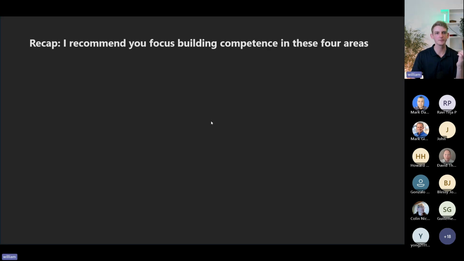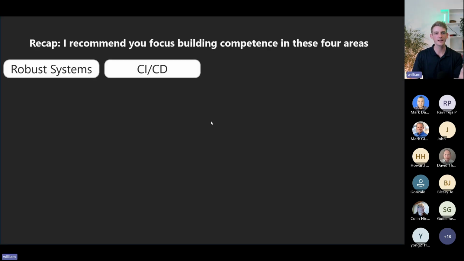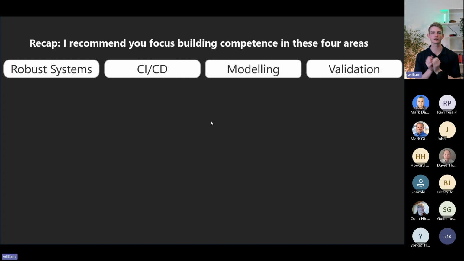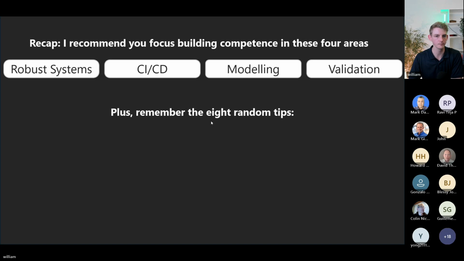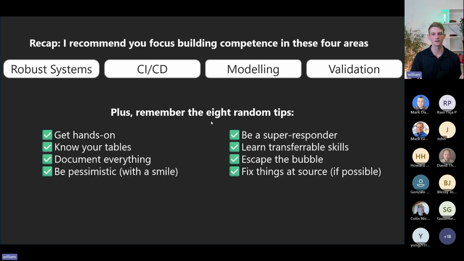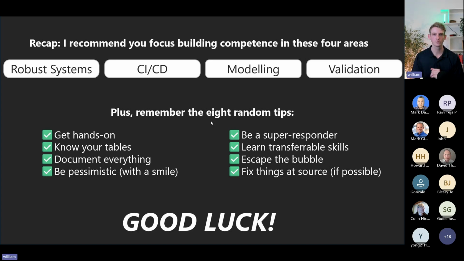So those are 8 random tips. Just for a recap, I recommend you focus on these 4 things. If you get really good at even one of these, you can definitely build a good career in analytics engineering. All 4 of them, and you'd be really, really valuable. Plus, don't forget these 8 random tips: getting hands-on, know your tables, love documentation, be a little bit pessimistic, super responder, transferable skills, escaping the bubble, fixing things at source. And overall, good luck.